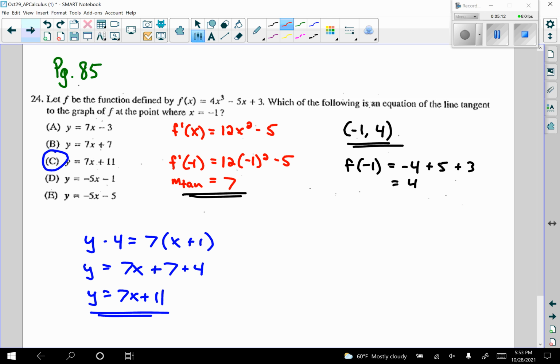We want to know which of the following is an equation of the line tangent to the graph of f at the point where x equals -1. So we start right here, find f prime of x, then we find f prime at -1. Turns out that that's 7, so the slope of our tangent line is 7.